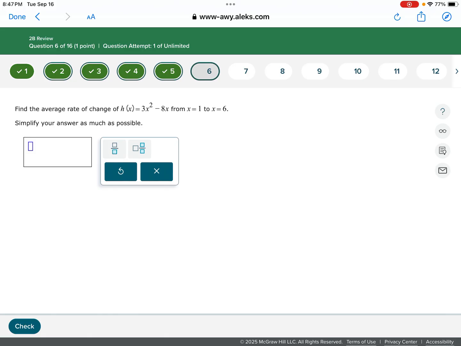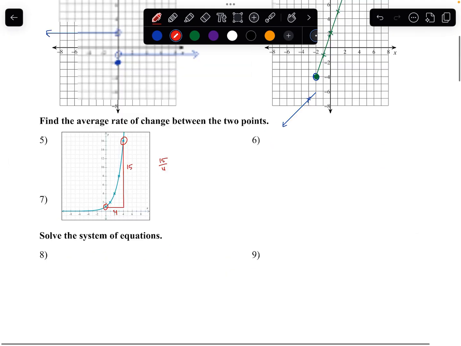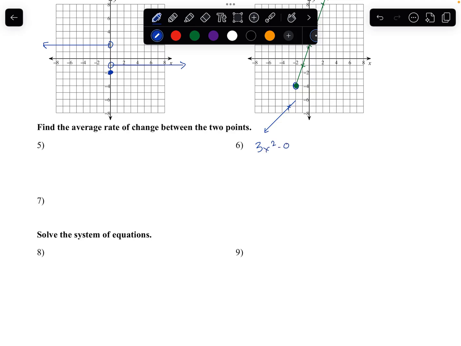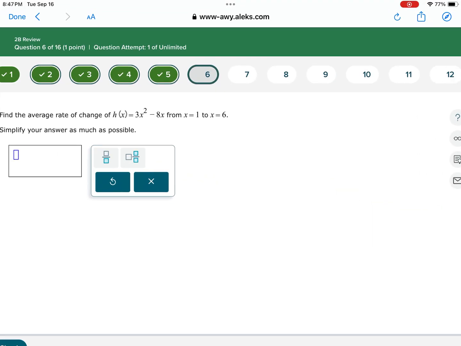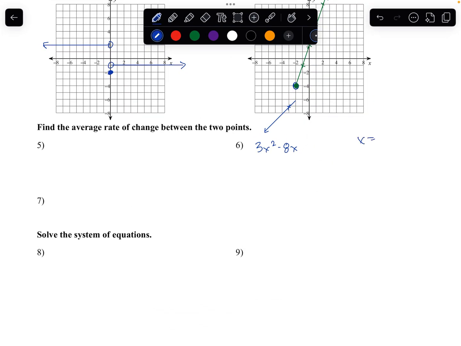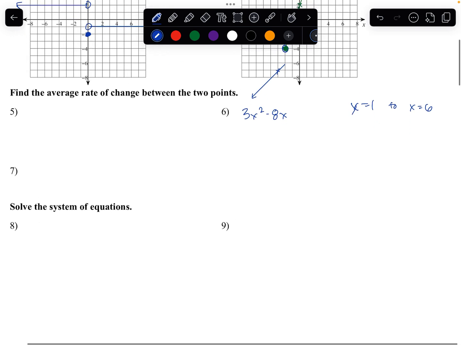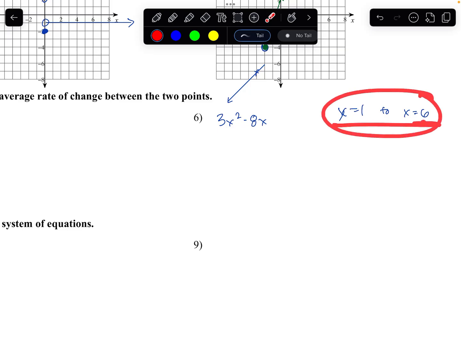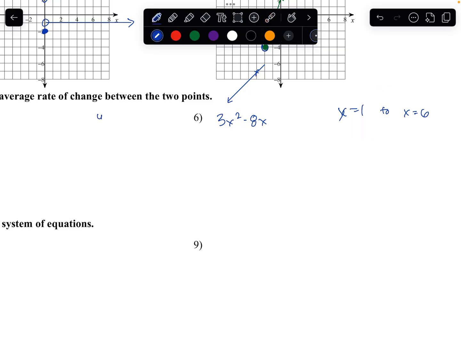For this one right here, so this is for number 6. We have 3x squared minus 8x, like that right there, and from x equals 1 to x equals 6. So this time we don't have a graph. We just have x values and a function. So we're just using the average rate of change formula, y2 minus y1 over x2 minus x1. Except we're not doing it visually this time with a graph, we're doing it algebraically with a function.